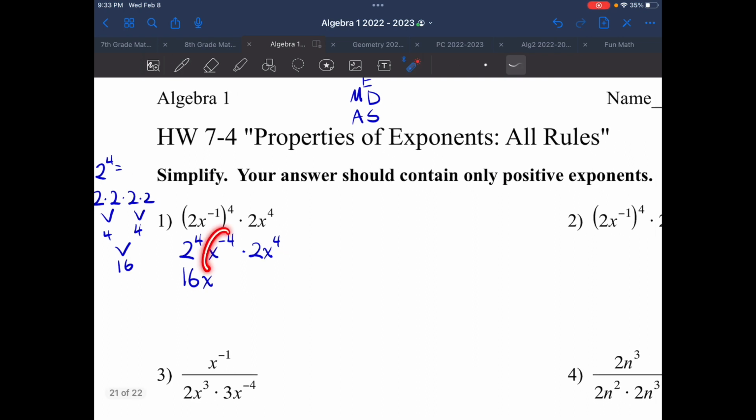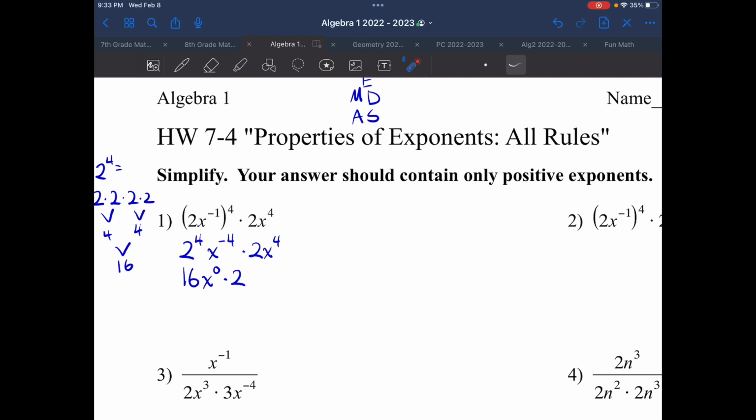because I have x to the power of -4, x to the power of +4. When I have multiplication with those same bases, I'm going to add these exponents because I'm multiplying. Adding -4 plus 4 is 0, so it's x to the power of 0, and then I'm still going to be multiplying by the 2. This 2 drops down here.